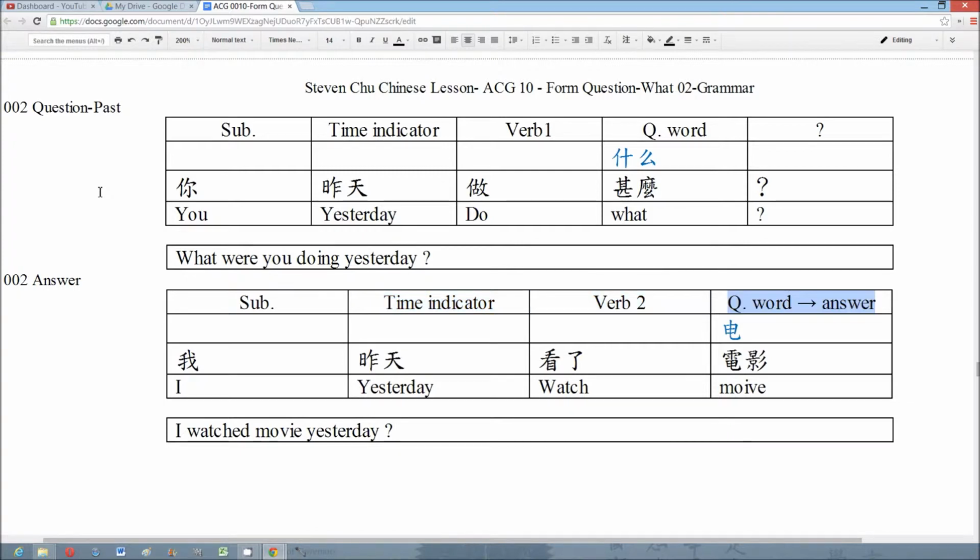And you can also see that they have different subjects and also have different verbs to use in the question and the answer, and also use the answer to replace the question word. And the time indicator used in this example is to show the time of the past action. And you can also add the verb 了 after the verb to emphasize that this is a past action.